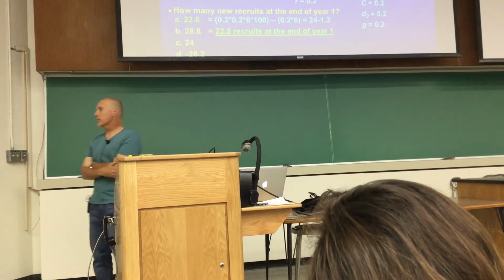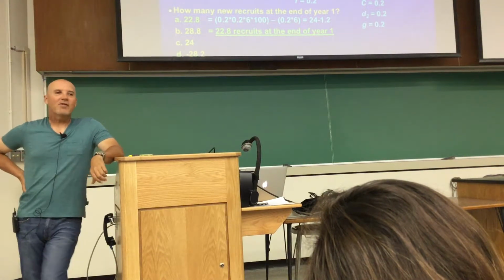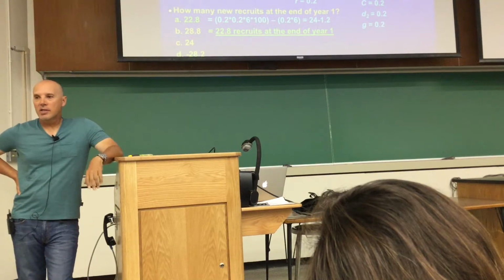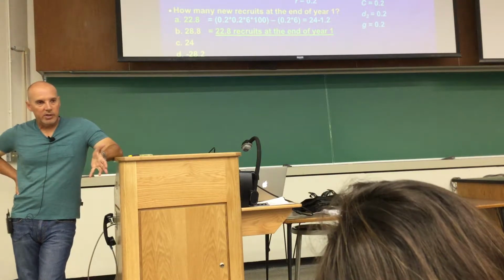Now here's where it's interesting in a sense. Is there such thing as 22.8 recruits? No. I've never seen 0.8 of a snake before. So this is where the math and reality has a tendency to break down. But for the mathematical construct, go ahead with using the decimal.